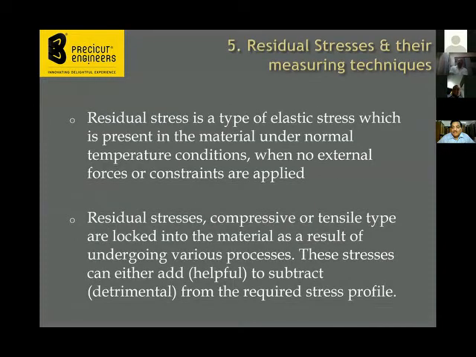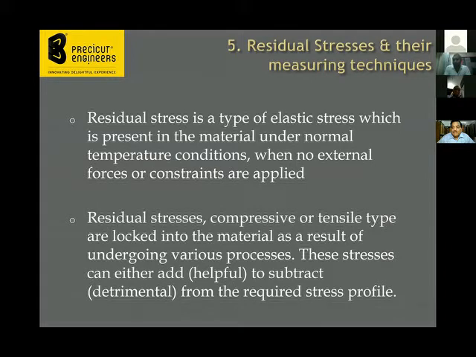Okay, so now after the quality of shots, we'll talk about the residual stresses and what the measuring techniques are. When we talk about residual stress, what we mean is stress which is present in the component or a material under its normal condition, when it is not under any external force or it is not constrained from anywhere.